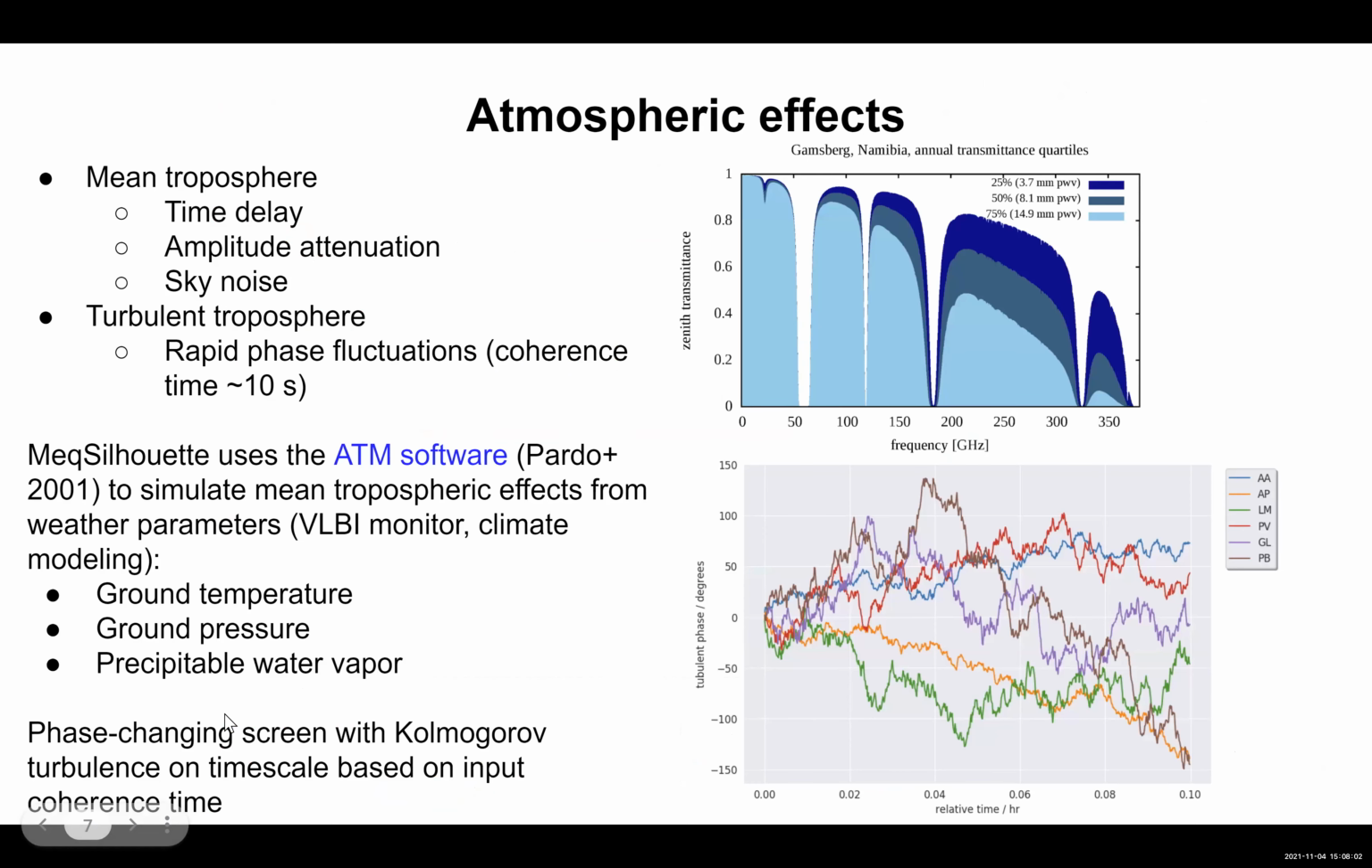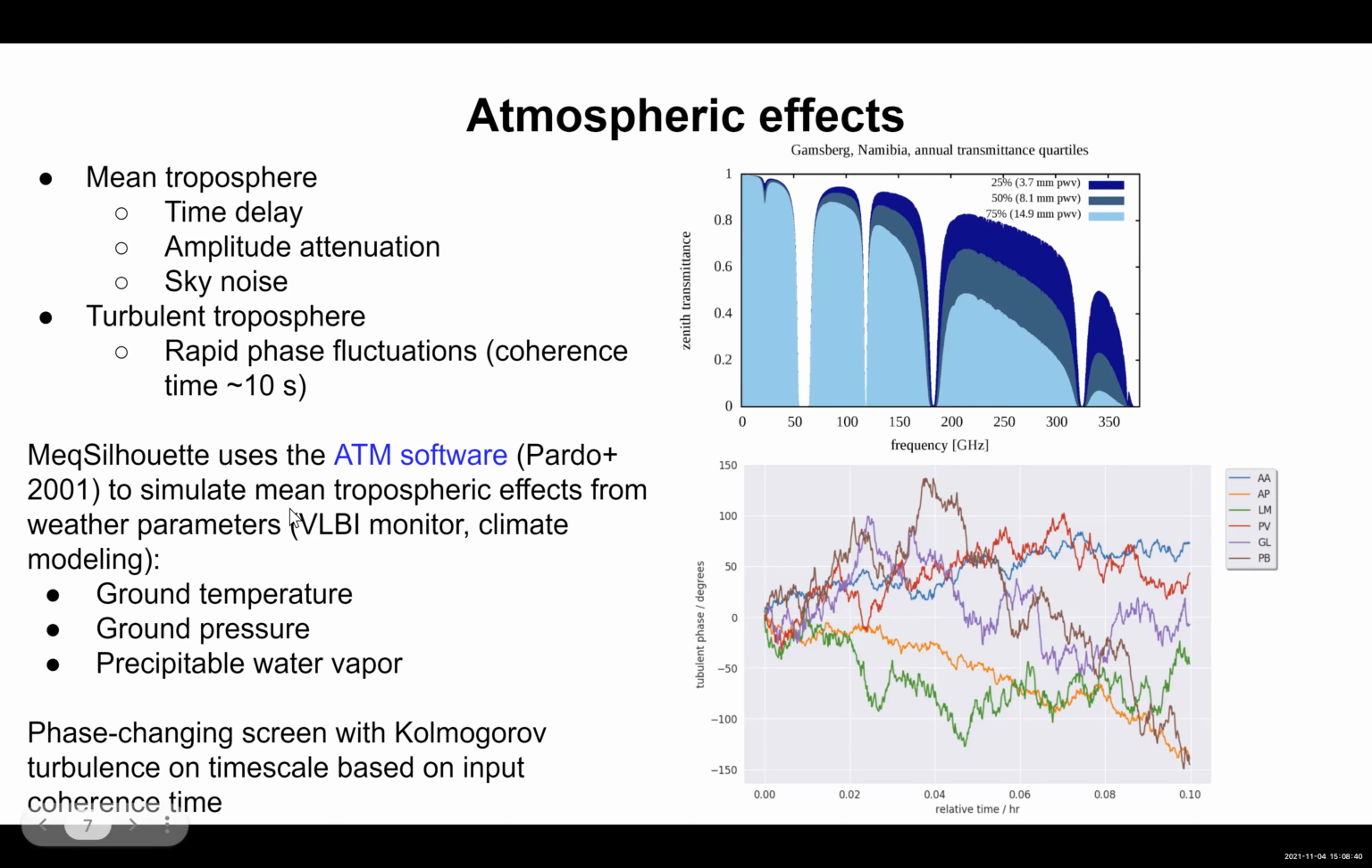So I'll tell a bit about these effects that we're adding. The atmospheric effects are split into two types. There's a mean troposphere that's causing a time delay, attenuation of the amplitudes, and also emission, in the form of sky noise. And then there is a turbulent troposphere, which gives us these rapid phase fluctuations with a coherence time of the order of 10 seconds. And the MeqSilhouette software is using ATM to simulate these mean tropospheric effects from weather parameters.